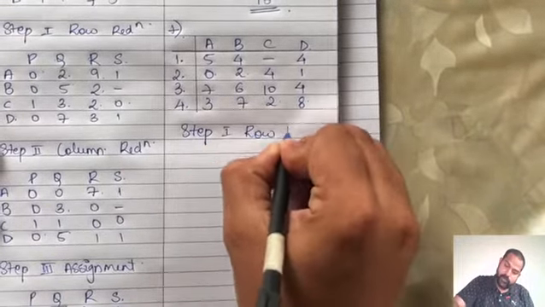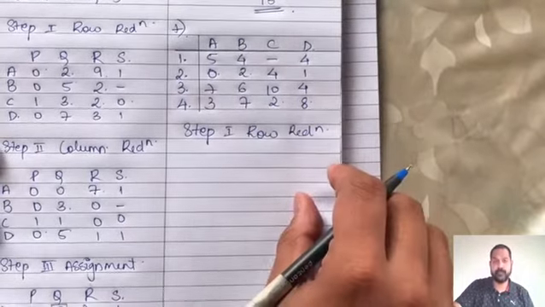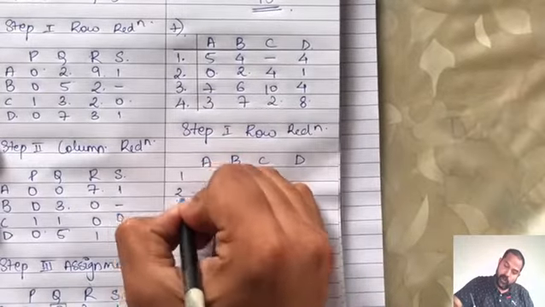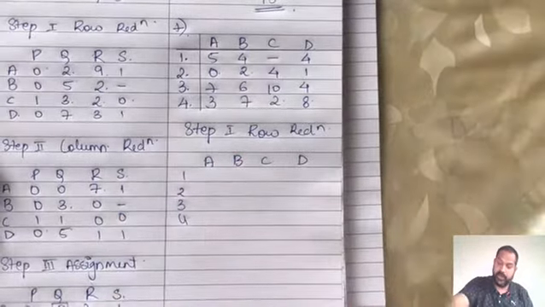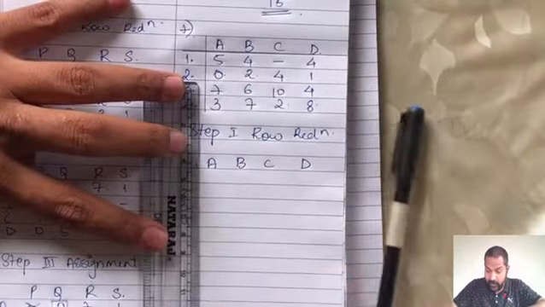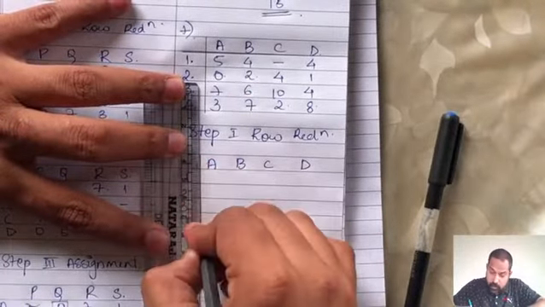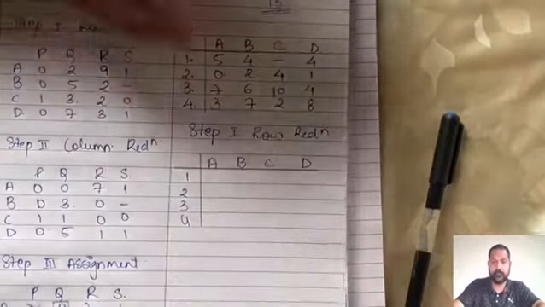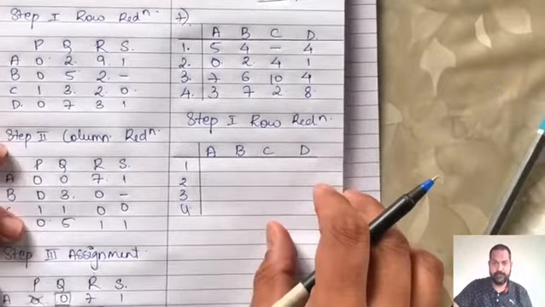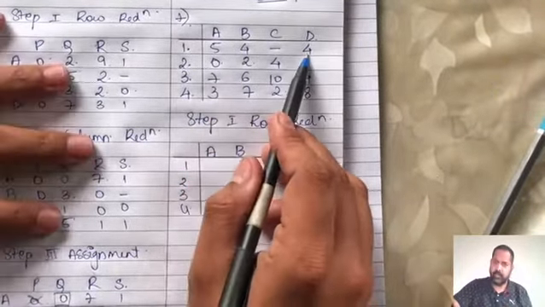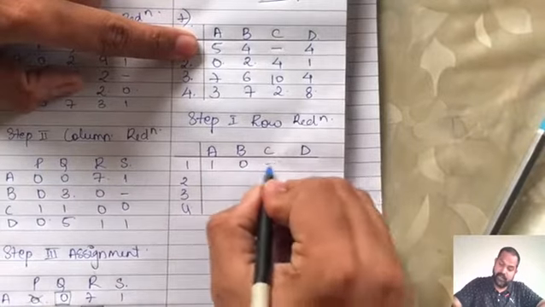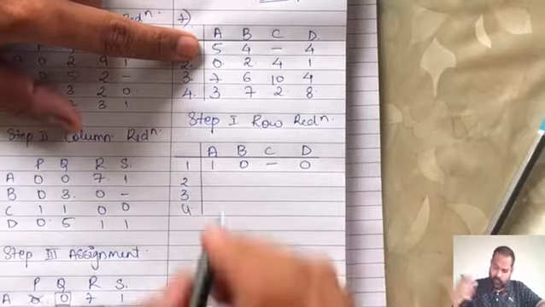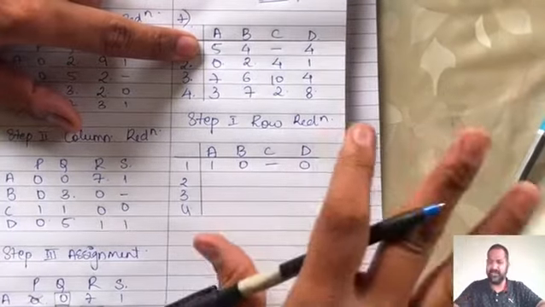So step 1, row reduction. A, B, C, D, 1, 2, 3, 4. Quickly draw your lines, or later there will be confusion. What is the least here? 4. Subtract throughout by 4. 1, 0, dash, 0. Again, I don't care what the value there is. Dash. If you want, some people put an infinity sign. Put an infinity sign and continue.